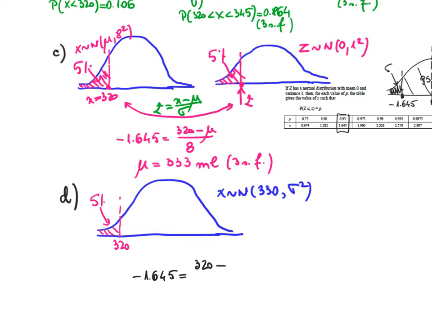Now I don't know mu. Minus 330, now I know the mu, over sigma, and I don't know the sigma. So I'll find the sigma, which will give me sigma equals 6.07902, so 6.08 to 3 significant figures.